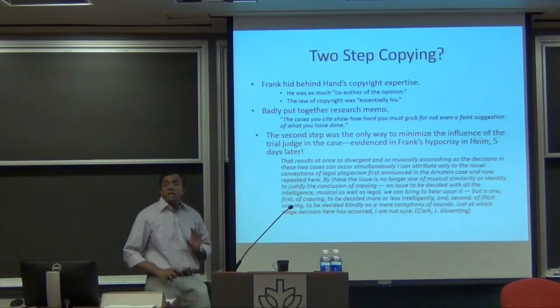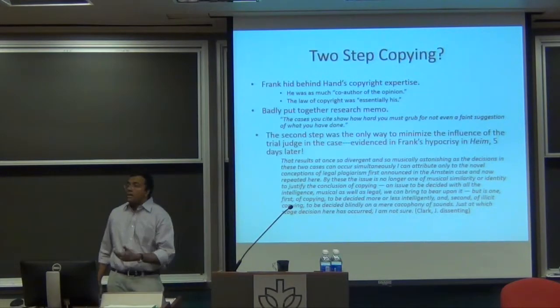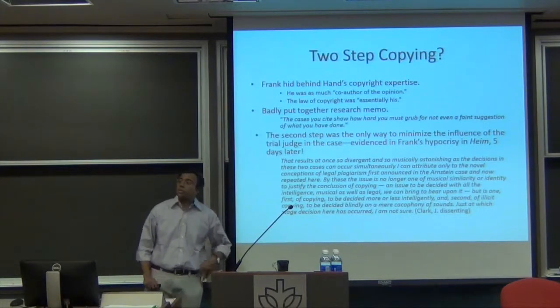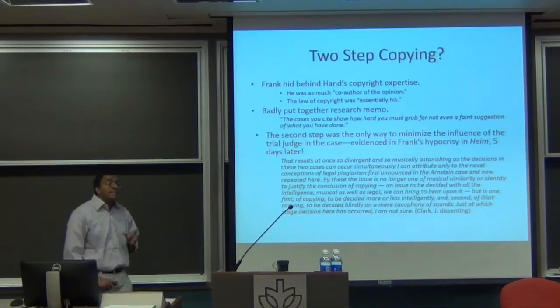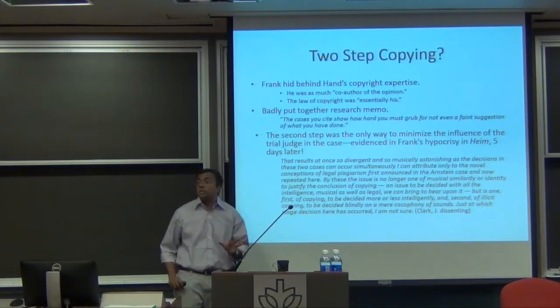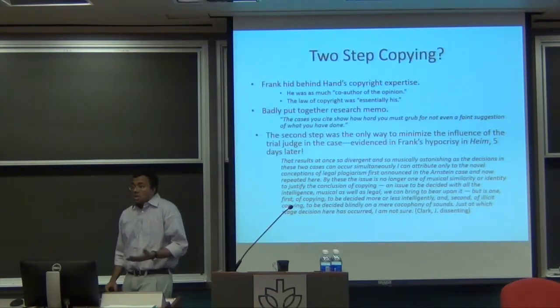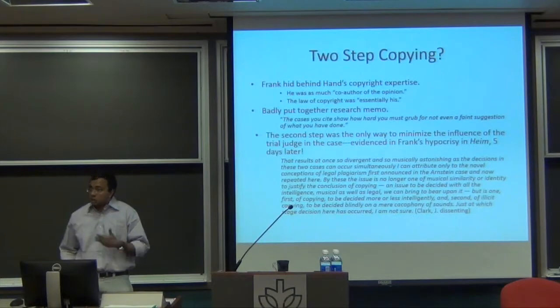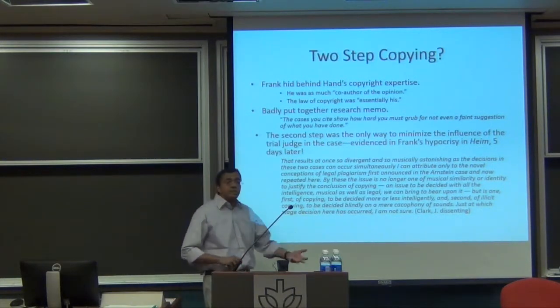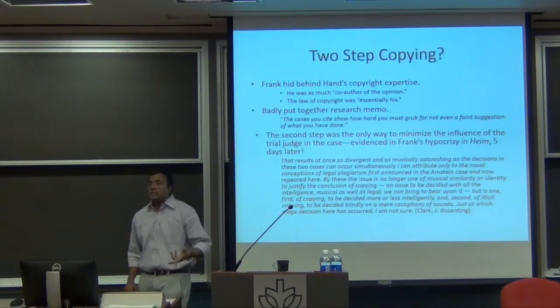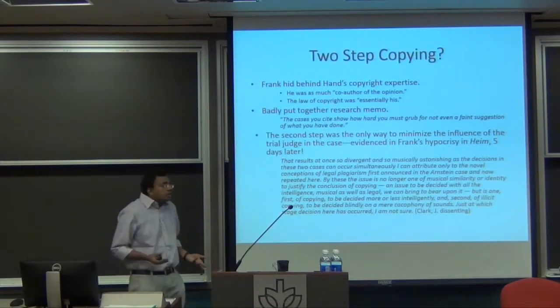So he hides behind Hand's copyright expertise, and then he puts together a 6-page memo trying to articulate all the prior cases that he claims to have relied on. And this is one of the worst pieces of legal writing that I have seen, because he cites cases for propositions that just don't exist in the case itself. He doesn't understand the basic structure. For example, he cites Folsom versus Marsh for a completely irrelevant point. And Charles Clark sees right through this.